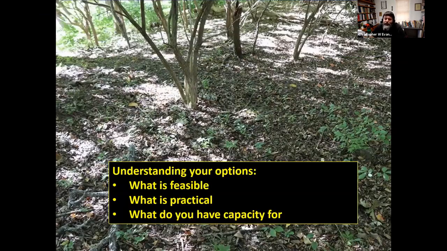So kind of understanding when to use what, what are our options? There's things to take into account. And really, when you're making those decisions on how to approach controlling invasives and you want to incorporate mechanical control, you've got to understand what is feasible. What can you do? What's practical for you to do? What's costly? And then what do you have capacity for?